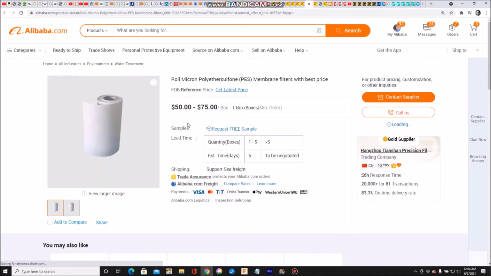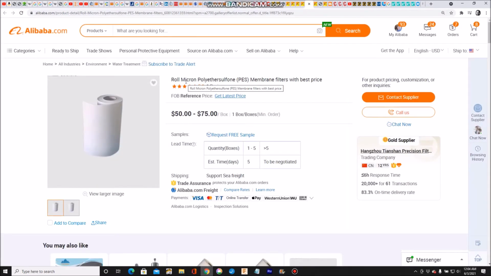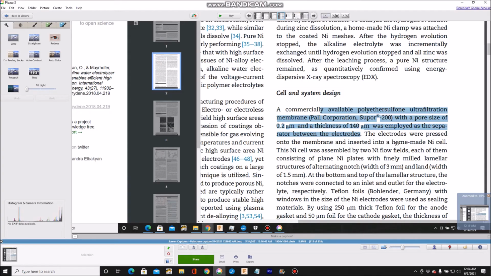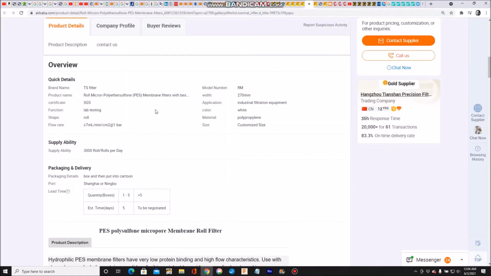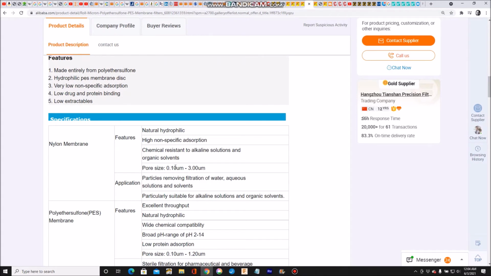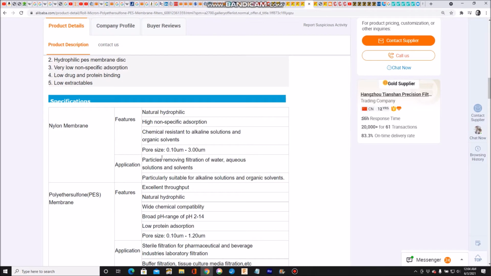Here's actually the product that I bought. They say here the pore size is 0.2 um. I had a 0.2 um pore size as well. This guy sold me a pore size of 0.10 to 0.3. I think I got 0.10. Storage hydrophilic, so that's what we want.